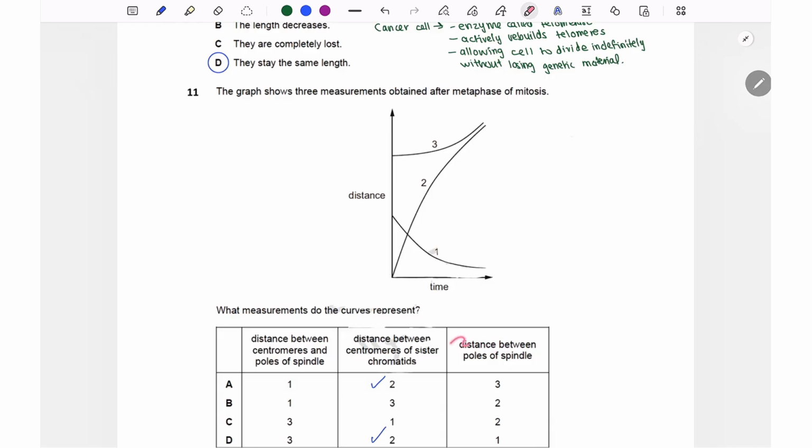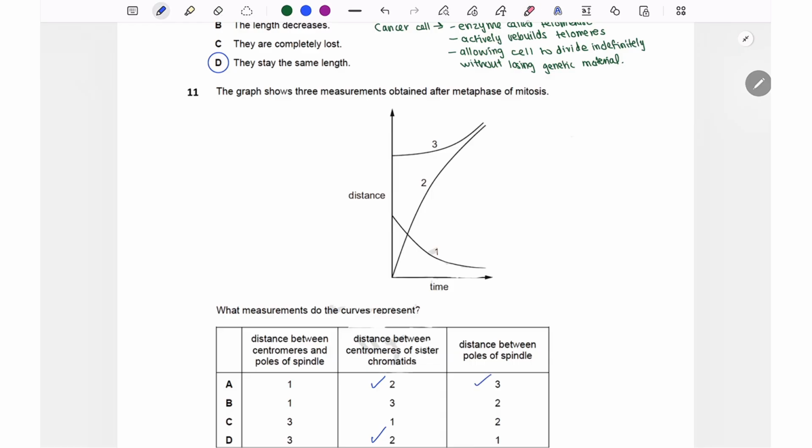And the other one, distance between poles of spindle, this is already going to be high between the poles. There is already going to be some distance, and then it's going to increase further. So it's going to be this one, I think, because after metaphase is anaphase and telophase. This is where the cell is going to elongate, and it's going to push the poles further away from each other. So 3 is our answer for that.